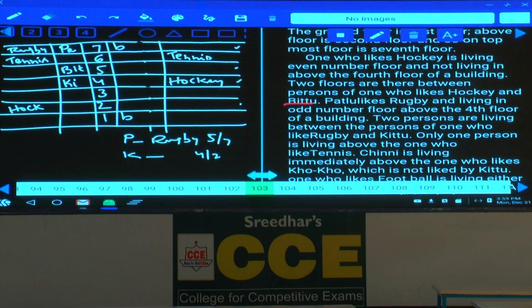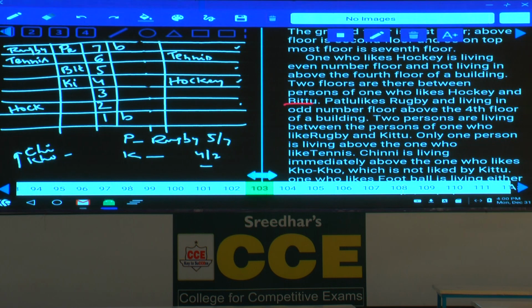Chinni is living immediately above the one who likes Coco, and these 2 must be adjacent here. This Coco is not liked by Kittu. As Coco is not liked by Kittu, tell me what are the different possibilities we have. Kittu can be either on the 2nd floor or on the 4th floor, isn't it? If Kittu is on the 2nd floor, Chinni must be on the 3rd floor. What is the other possibility here? If Kittu is on the 4th floor, Chinni will be on the 2nd floor.